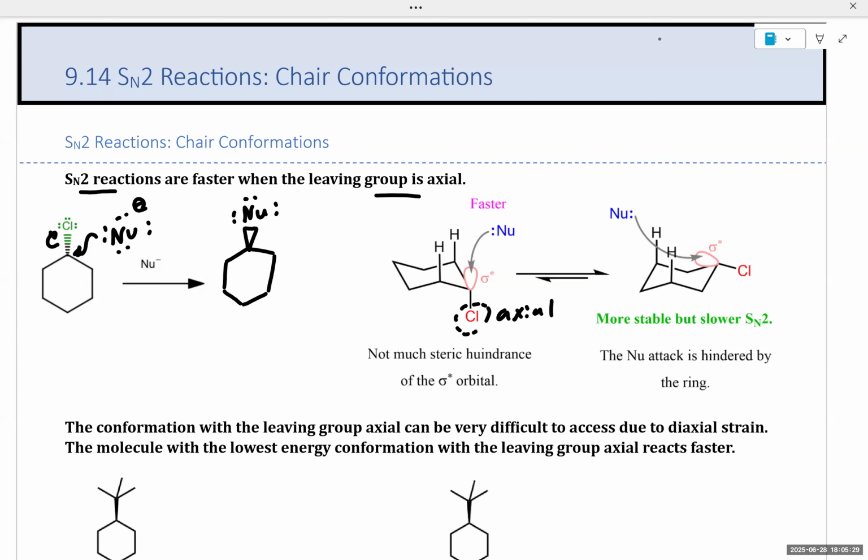Why is that? When the leaving group is axial, the nucleophile can approach the sigma star orbital without a ton of hindrance. Compared to if we have the leaving group in the equatorial position, your nucleophile's approach runs into hindrance by the ring. This is a hindered approach.